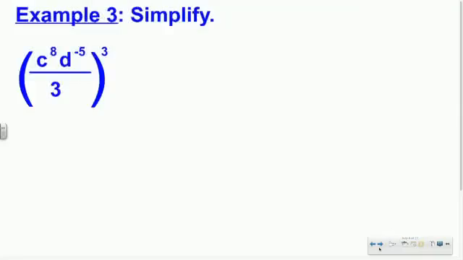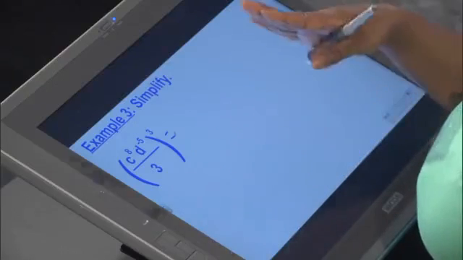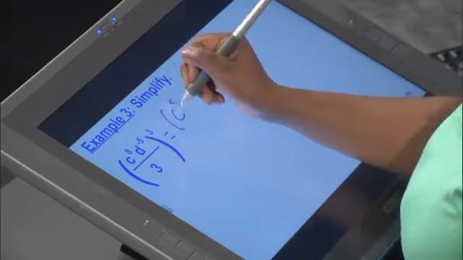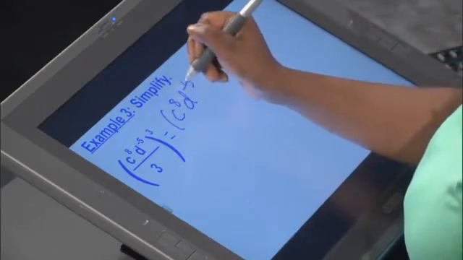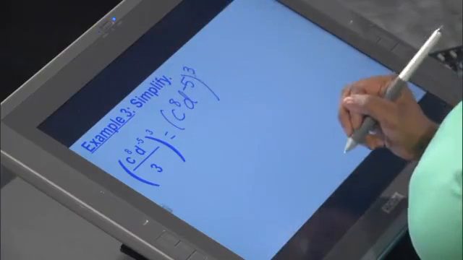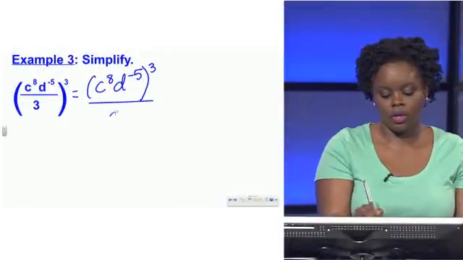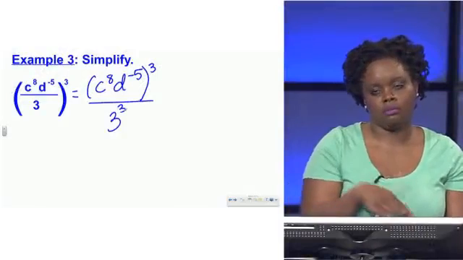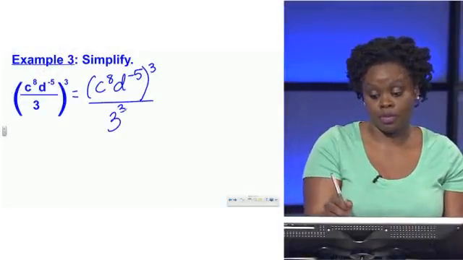All right, so we have c to the 8th, d to the negative 5th over 3, and we're raising that entire quotient to the 3rd power. So we need to apply a couple of laws of exponents here. I'm going to start by breaking this up. I'm going to separate my numerator from my denominator. So I'm going to write this as c to the 8th, d to the negative 5th, and I'm raising that to the 3rd power, over 3 to the 3rd. Okay, so basically I just distributed that exponent throughout those pieces in my quotient.